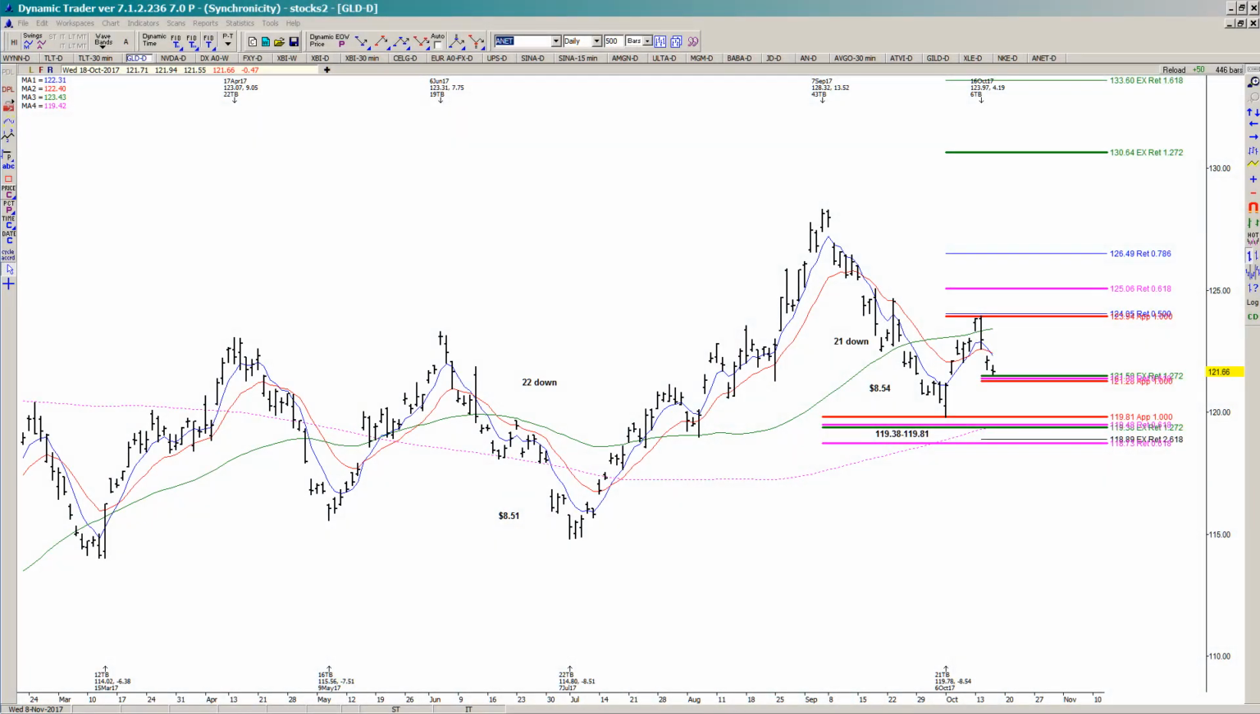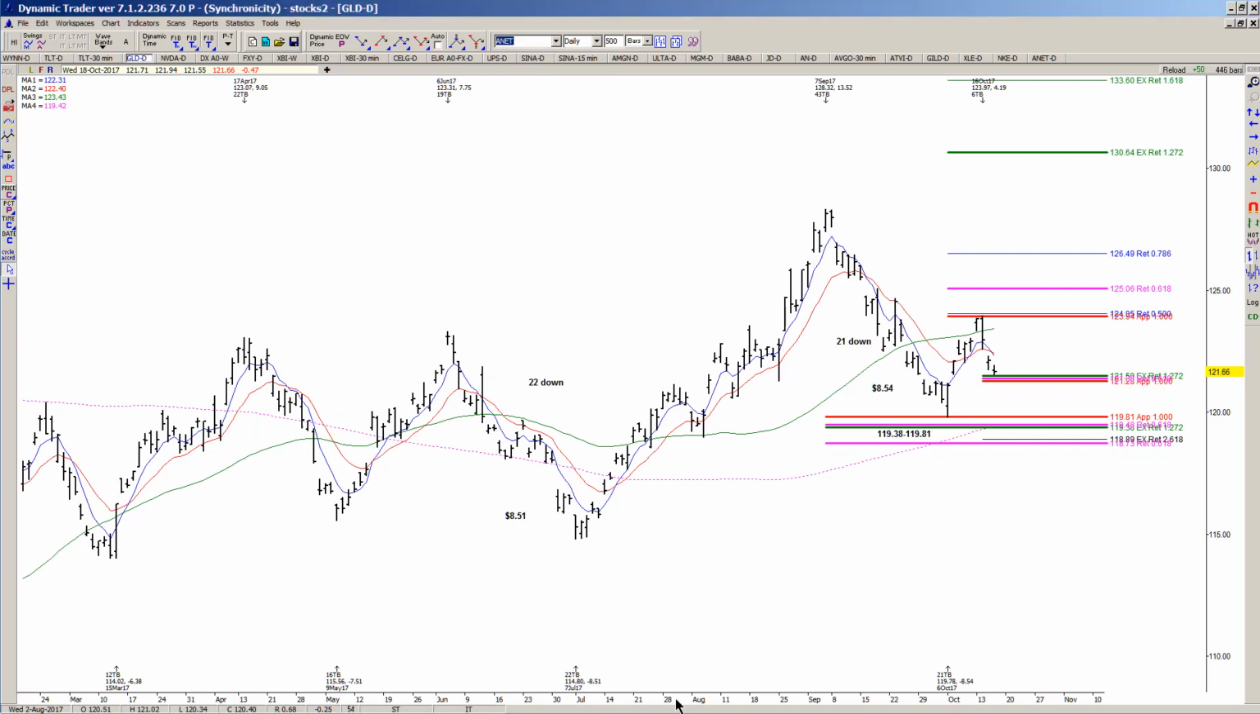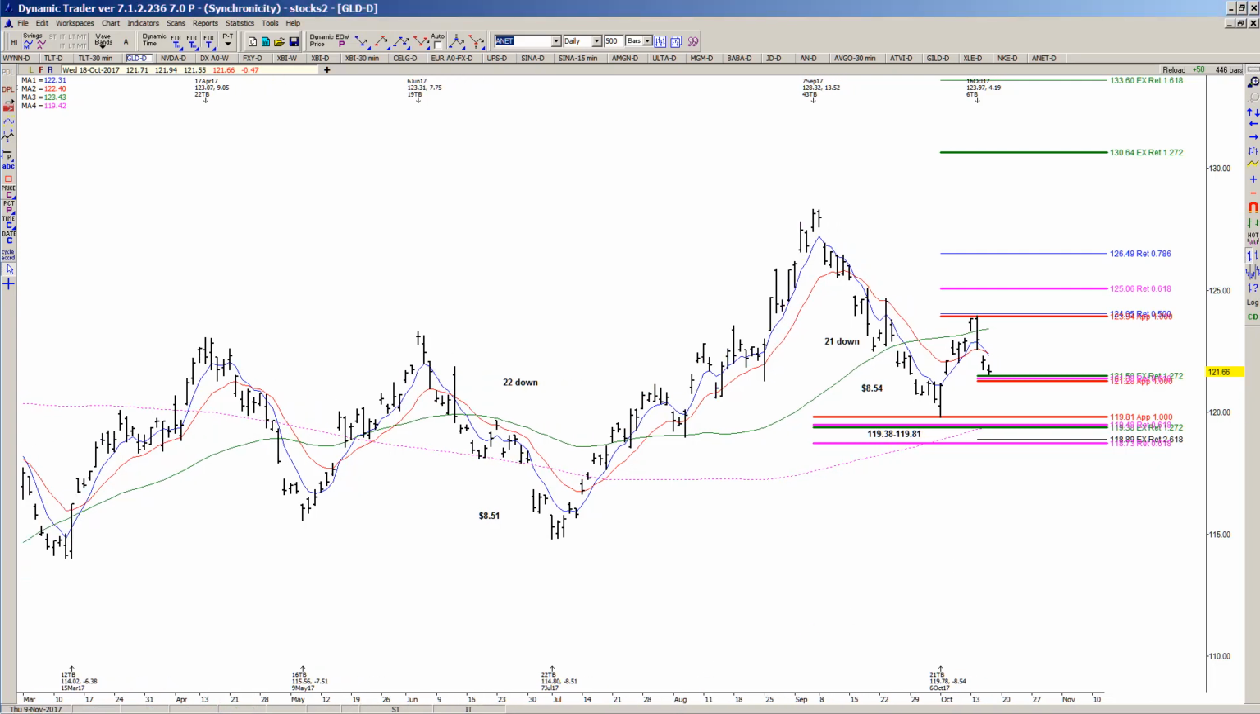In today's video, let's take another look at GLD, and I believe I did show you this one recently where we had some beautiful symmetry in both time and price at the most recent low. We had a declining swing that was 22 trading days down and $8.51, and then the next declining swing was 21 trading days down, very similar, and $8.54, very similar to $8.51.